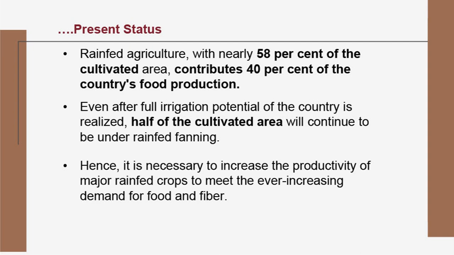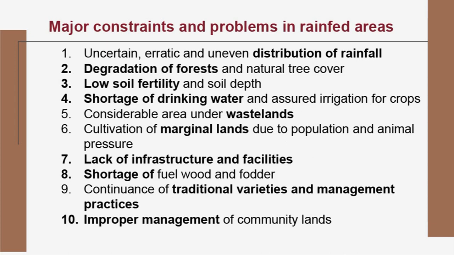Rain-fed agriculture with nearly 58% of the cultivated area contributes to 40% of the country's food production. Now see, coming to the major constraints and problems in rain-fed areas, we should see what are the issues related to sustaining crop production. So, number one is uncertain, erratic and uneven distribution of rainfall. Just a few slides back, we have seen the variability of the rainfall. And it is not sure when you will get this rainfall, when you may not get it.